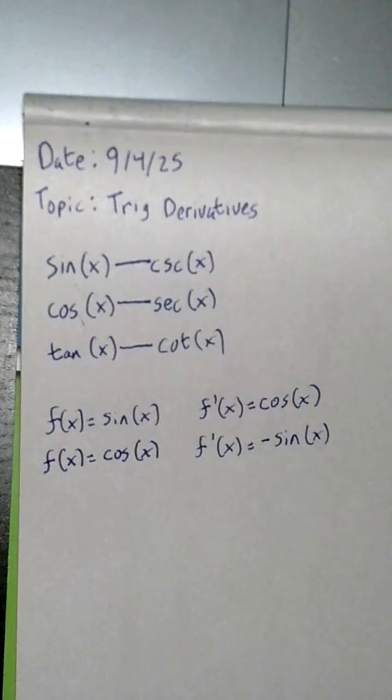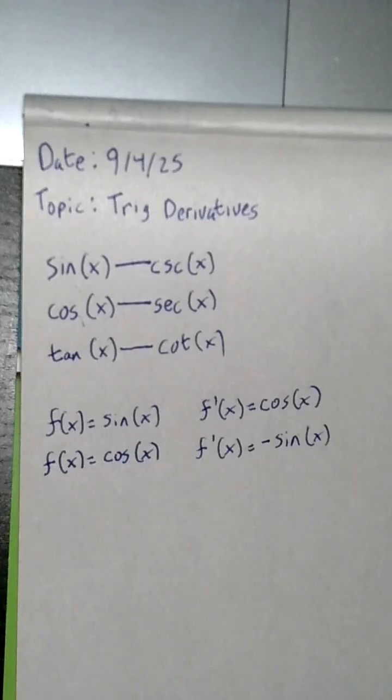X squared is greater than 2x. That's not always true. Consider when x is 1, Rigo. 1 squared is not greater than 2 times 1.